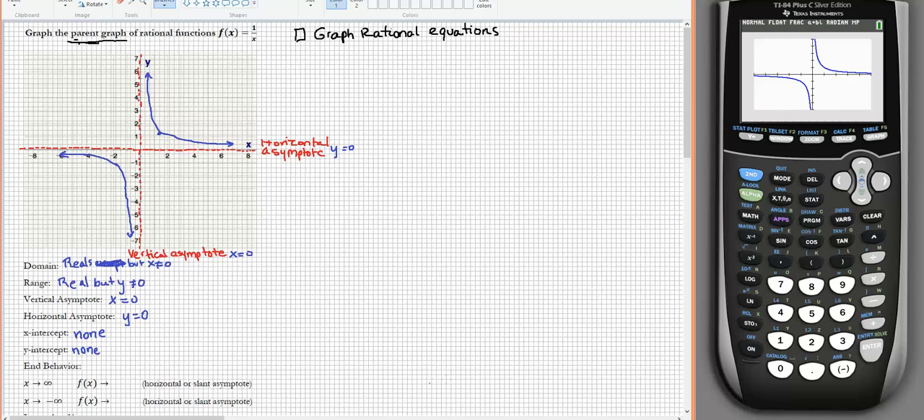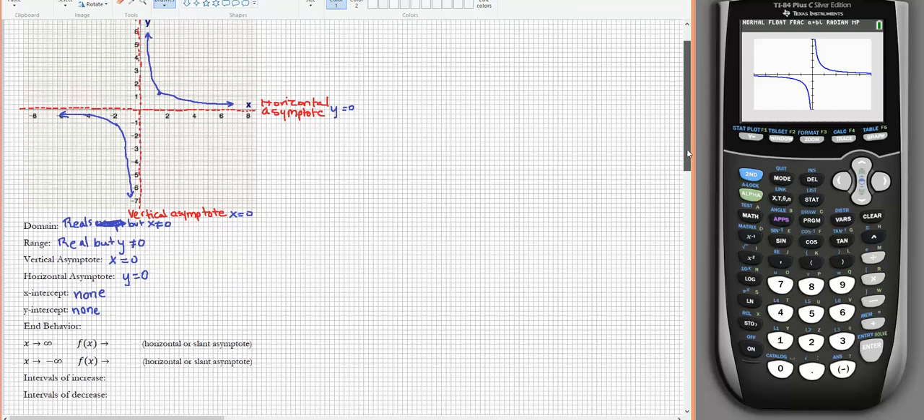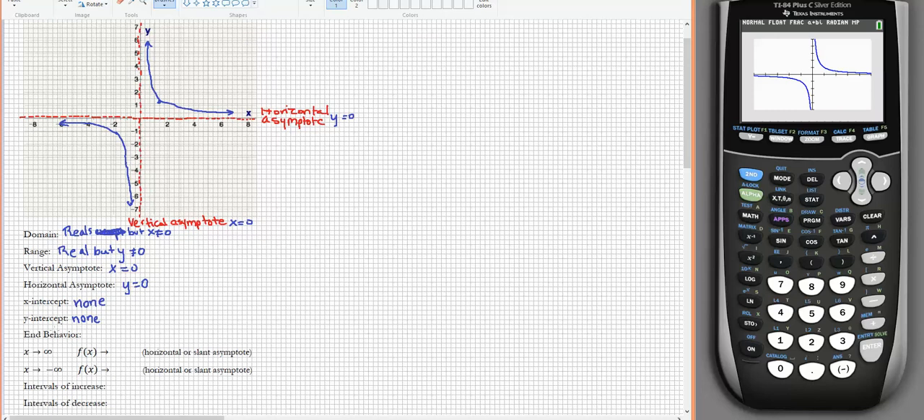What about the end behavior? Well, let's look at this. As x goes to positive infinity, so as x is getting bigger and bigger, what's the value of the function approaching? Well, here it's around 1, 1.5, and it's getting smaller and smaller. The y value is getting closer and closer to 0. So as x is getting bigger and bigger, the function is approaching a value of 0.